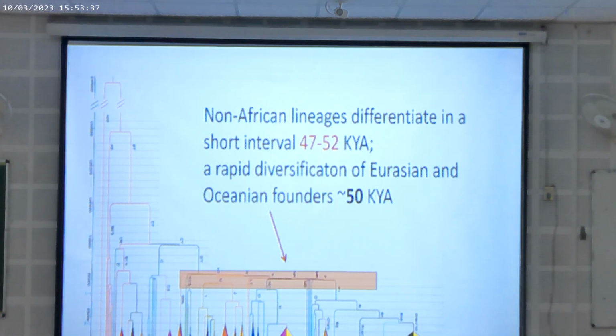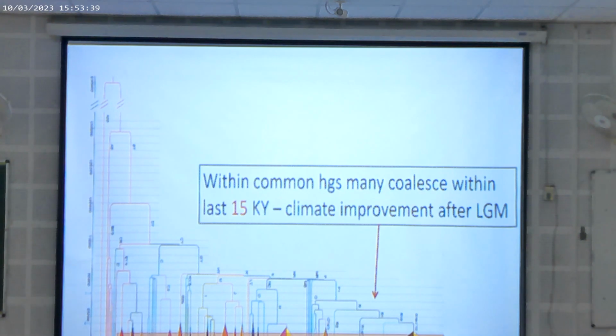And another feature is that very many of the common lineages among populations today have gone through an expansion somewhere around 15,000 years ago. So this is the time when the climate improved after the last glacial maximum. And there are other important key features here also, but I'm just not going to talk about them here.